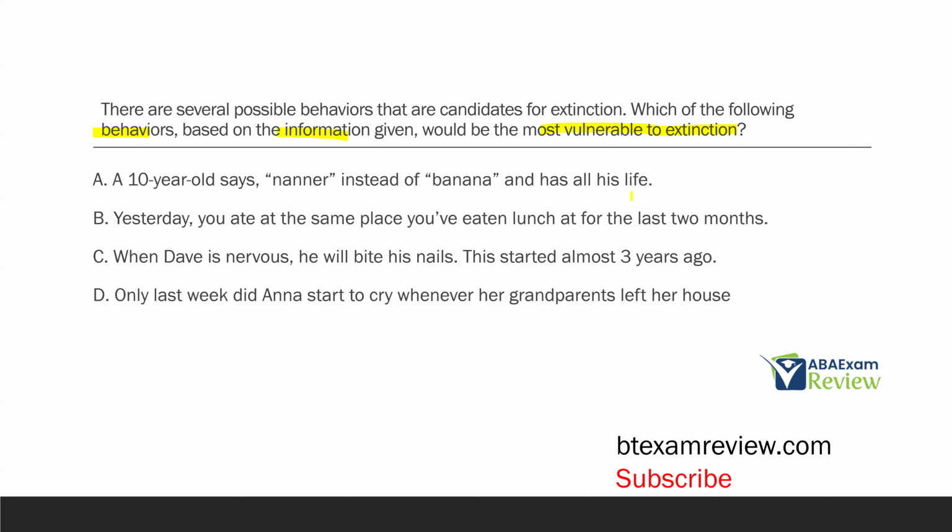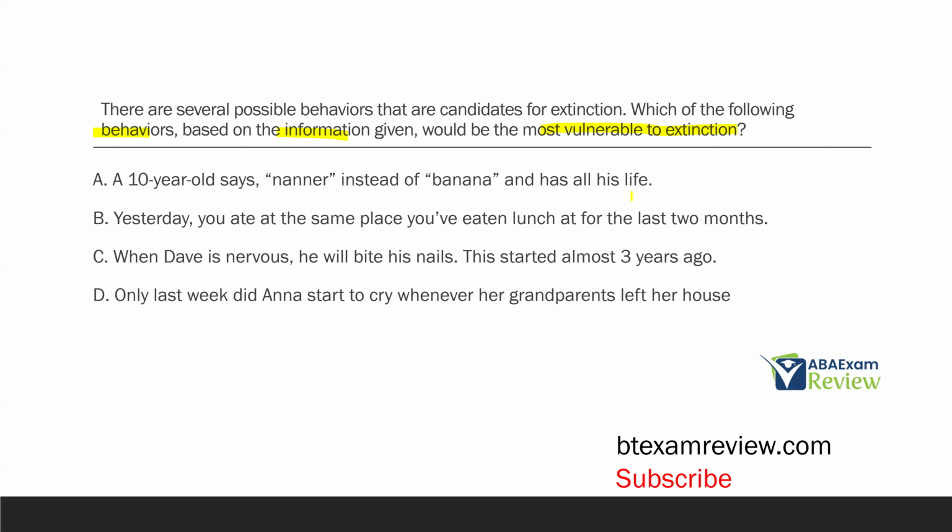It's been 10 years. B, yesterday you ate at the same place you've eaten lunch at for the last 2 months. So you've eaten at this place for 2 months, not as long as 10 years, but still longer. But B is a better option than A. C, when Dave is nervous, he will bite his nails. This started almost 3 years ago. C, not as vulnerable as B.